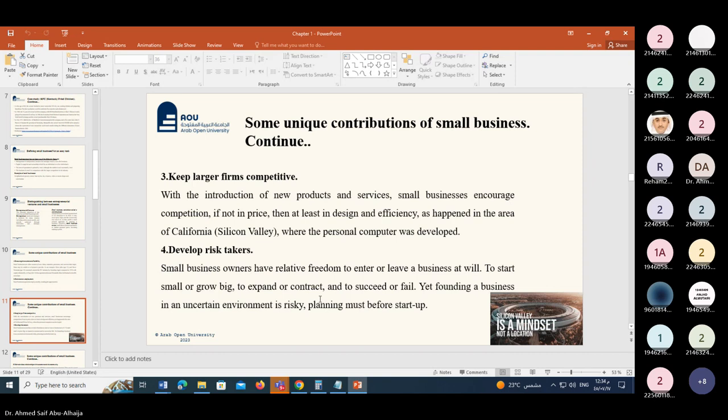Number 4, develop risk takers. To have a small business means you need to take risk, because simply you may fail. That's why you need to make sure that you study the market very well and you plan it very well, because you don't want to fail and nobody wants to fail, right? Let's admit that small business owners like to have the risk, and with the risk come what? The benefits and the gain.